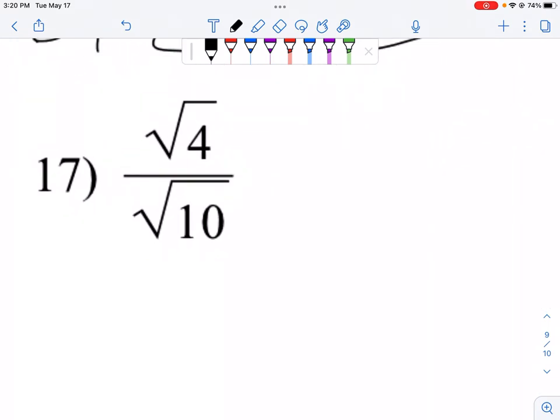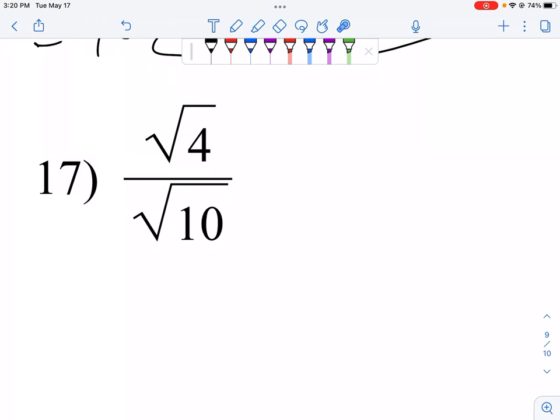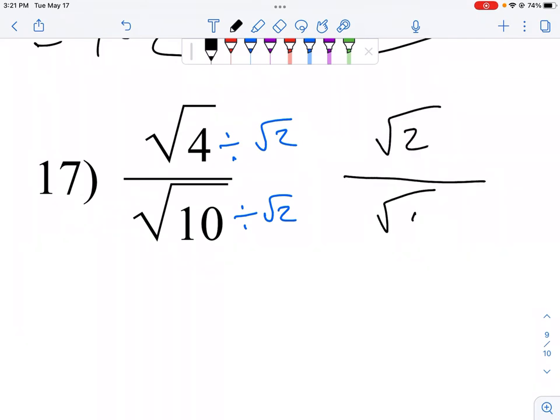Okay, for number 17, I'm going to look to reduce anything that our coefficients can reduce, anything that our radicals can reduce. So right here I see 4 and 10 can reduce to 2 over 5. If I were to rewrite this, we're dividing by rad 2 and dividing by rad 2. To simplify it, to reduce it, that would make rad 2 over rad 5.